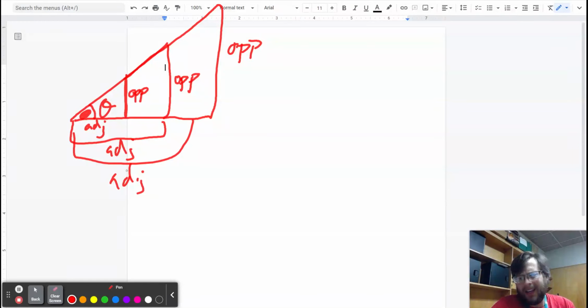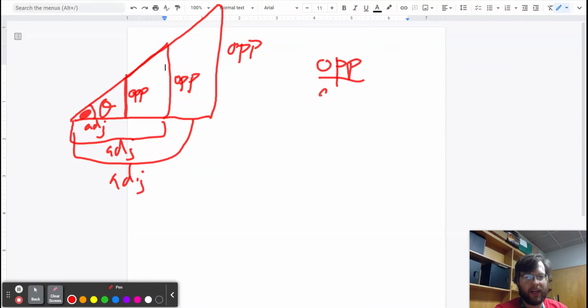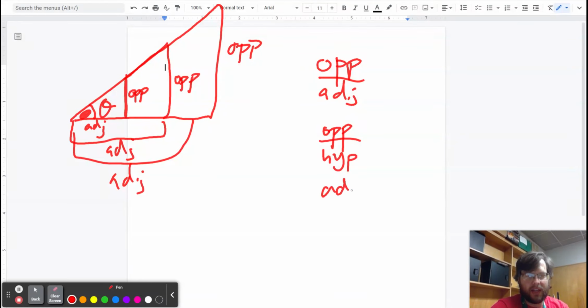same answer. And this kind of makes sense because if you keep the angle the same, but you enlarge the shape, the two sides grow by the same amount. And so if you divide those two sides, you always get the same number. So the process of doing that, there's basically three different side pairs you can divide. You can divide opposite divided by adjacent. You can divide opposite divided by hypotenuse, and you can divide adjacent divided by hypotenuse.